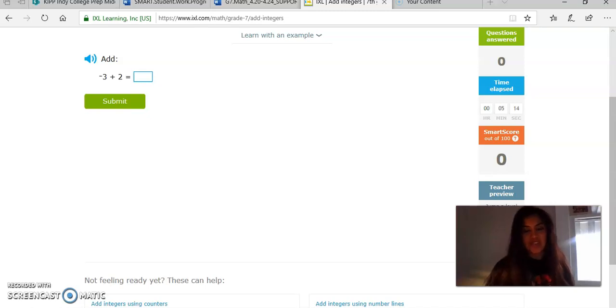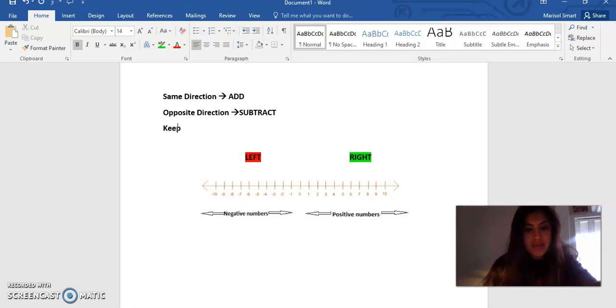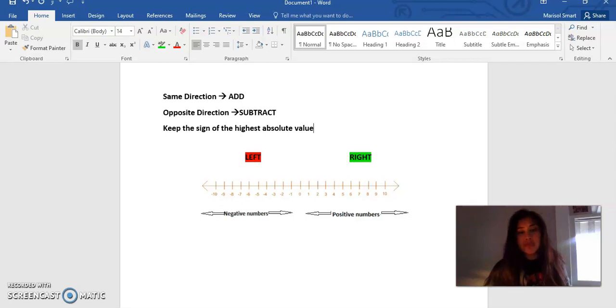So when adding integers, we're going to be referring to these key points. When the same direction, you add. Opposite direction, you subtract, and then you keep the sign. Oops, I forgot to add: keep the sign of the highest absolute value. We're going to be referring to these rules as we add these integers.